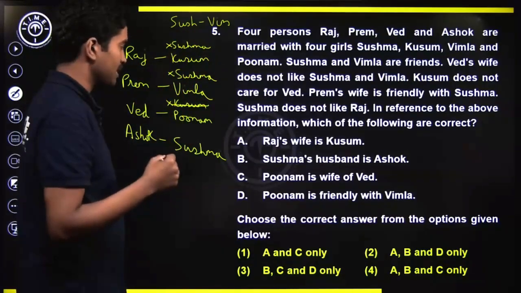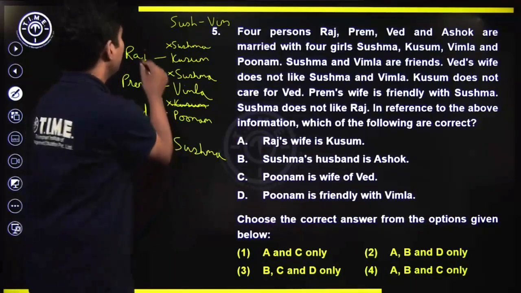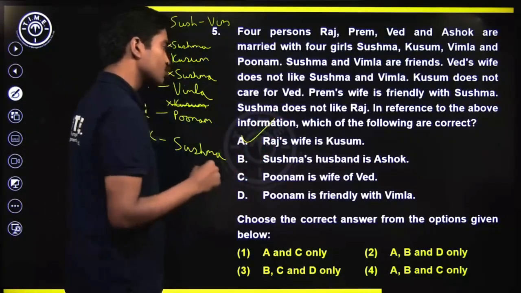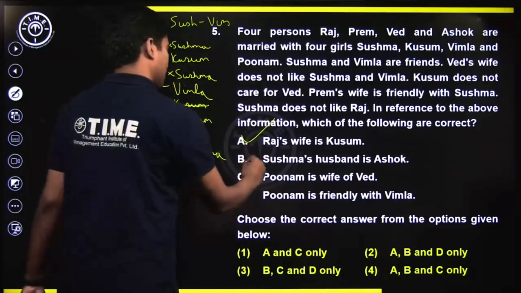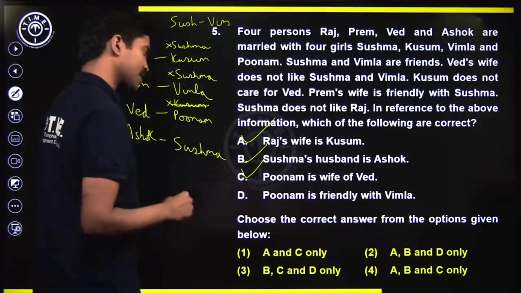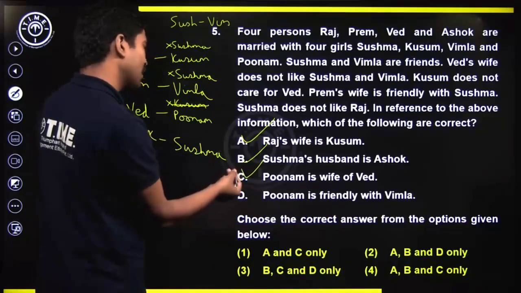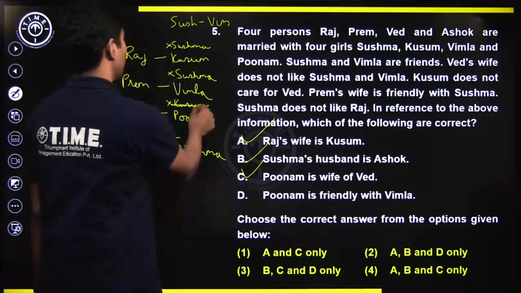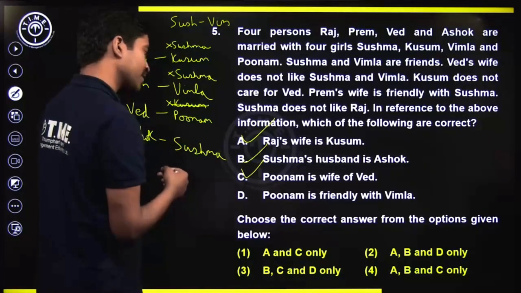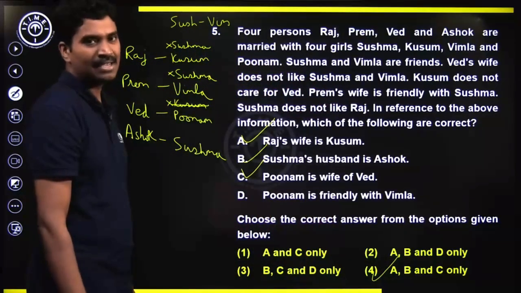Now, let's look at the sentences. Sentence 1, Raj's wife is Kusum, that's right. Sushma's husband is Ashok, that's right. Poonam is wife of Ved, that is also right. And I have only A, B, C, D is not there. Poonam is friendly with Vimla, that's not given. So we'll go with option 4, A, B and C only.